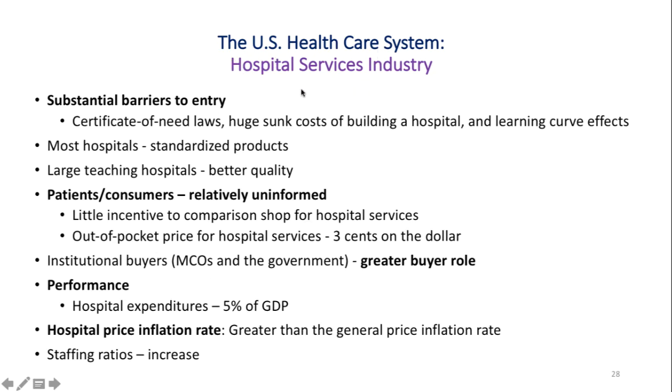The next industry would be the hospital services industry, where there are definitely substantial barriers to entry with respect to certificate of need laws, the huge sunk cost of building a hospital, and learning curve effects. Most hospitals have standardized, homogeneous products, but the large teaching hospitals have better quality, so we have to consider that. So they are not completely homogeneous products.